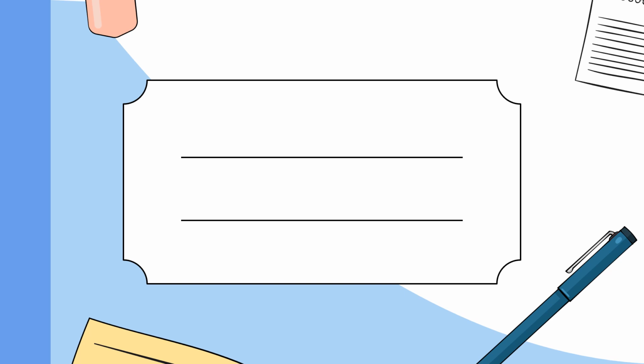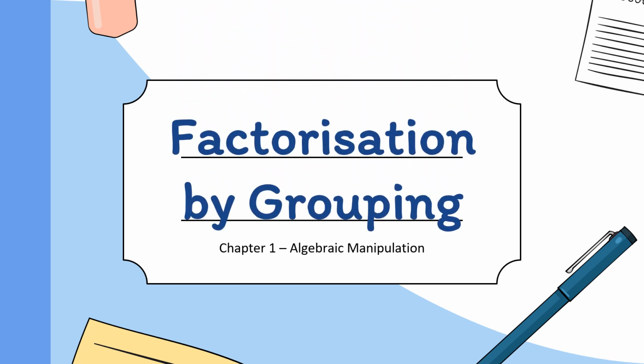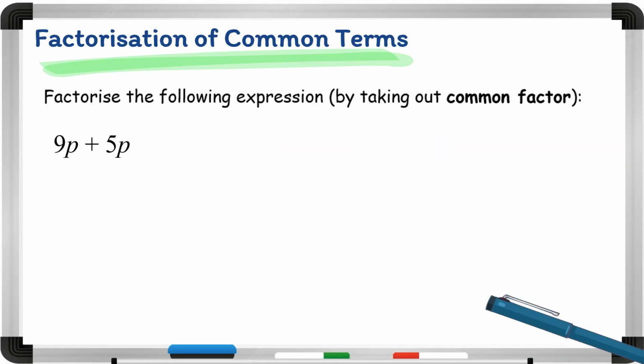Today we are going to learn about factorization by grouping under the chapter of algebraic manipulation. First, we'll start with factorization of common terms. We learned in basic algebra that 9p plus 5p is equal to 14p. To factorize common terms, we are simply dividing out factors that are common for each term. So here we have two terms, 9p and 5p. The common factor is actually p.